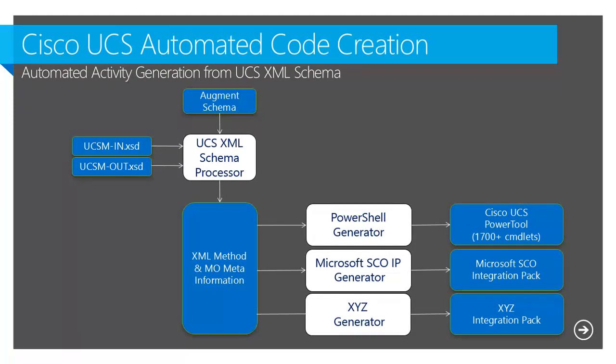So translating it into PowerShell was actually not a terribly difficult task for us, because we basically just needed a way to generate things. The good part about this automatic code generation is you get 100% coverage of our API. So we have around 1,700 commandlets today. That's a lot of commandlets, but the point is there's nothing you can do in our GUI and CLI that you couldn't automate through PowerShell.